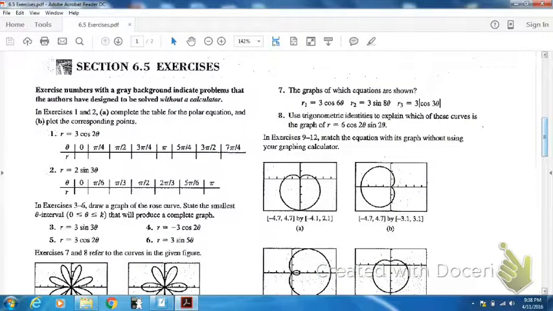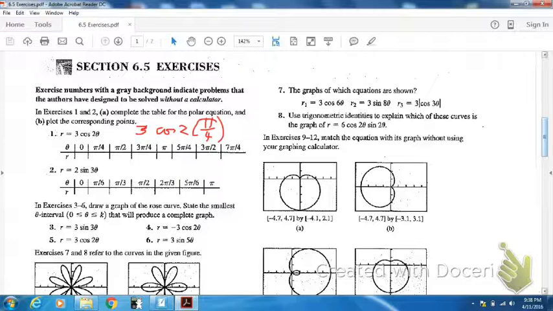All right, so for number 1, it has 2 parts. It wants you to do 2 things here. It wants you to complete the table. All this is input and output. So, for instance, for pi over 4, you're going to put pi over 4 into the equation: 3 cosine of 2 pi over 4.